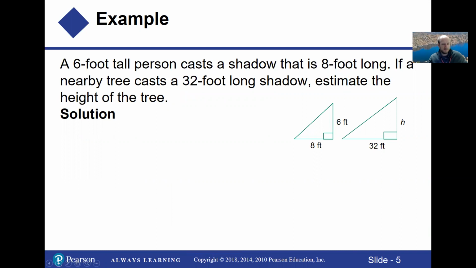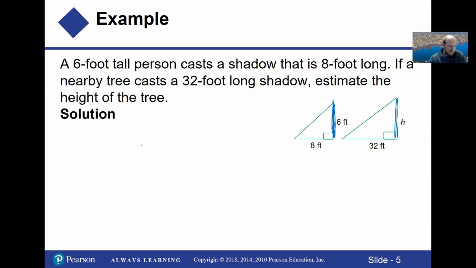This is a pretty common one here. So if we have a 6 foot tall person and they cast a shadow that is 8 feet long, kind of represented by this right triangle here. If a nearby tree casts a 32-foot shadow, estimate the height. So we want to know the height of this tree. So what you could do, okay, so we have this guy, this would represent the height of the person, and then this represents the height of the tree.